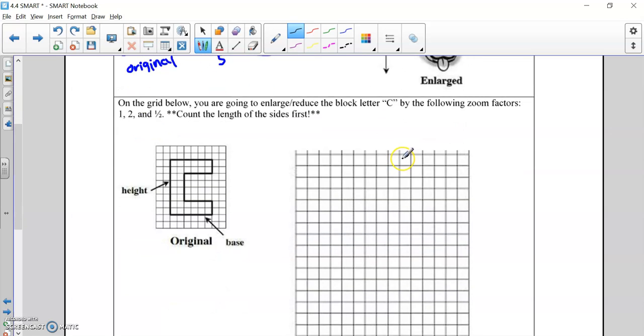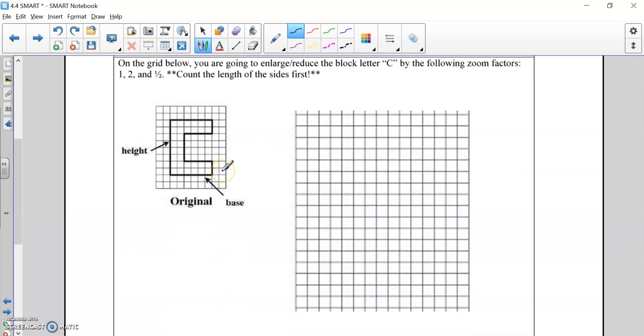Alrighty, we have one last thing to do here, and this is just an example of dilating a shape on a blank grid. We don't care about the coordinate points in this case. We're just going to make our shape based on the zoom factor, which means really we're just paying attention to the side lengths. So the first thing I want you to understand is what happens when we dilate a shape by a scale factor of 1. That's the first thing they want us to do.